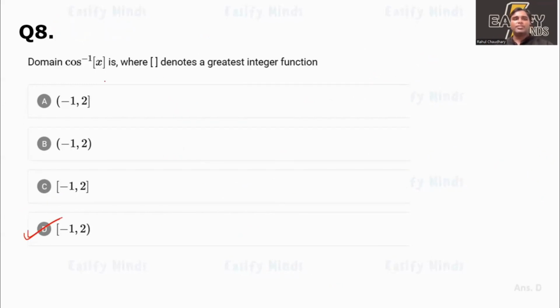D is the correct answer here. Now we know that cos inverse f(x), whatever is next to cos inverse, will belong to [-1, 1]. So this time in place of f(x), I have the greatest integer x. So the greatest integer x will belong to [-1, 1].